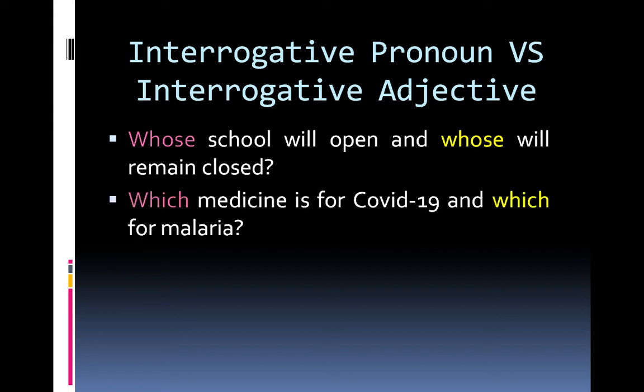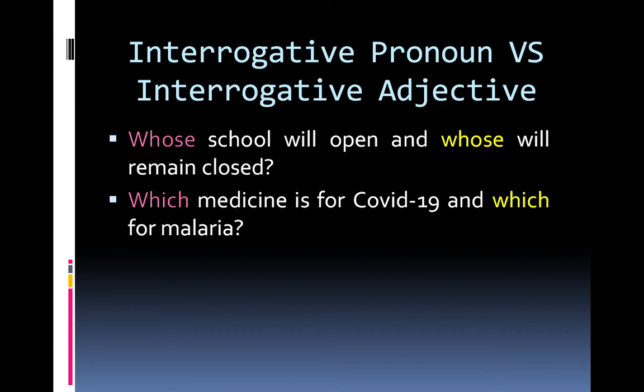Let's take a look at the second example. Which medicine is for COVID-19 and which for malaria? It's a very similar example. In the first example, which medicine, which is interrogative adjective, and in the second example, which for malaria, which means which medicine. But the word medicine, which is a noun, it's missing. This word which in yellow color has taken the place of noun medicine. So which is interrogative pronoun, the second which, but the first which is interrogative adjective. There is a slight difference between these two examples. Basically, it will be wrong to call which in which medicine an interrogative pronoun, because when the noun has been mentioned with this word which, it should be called an interrogative adjective only.